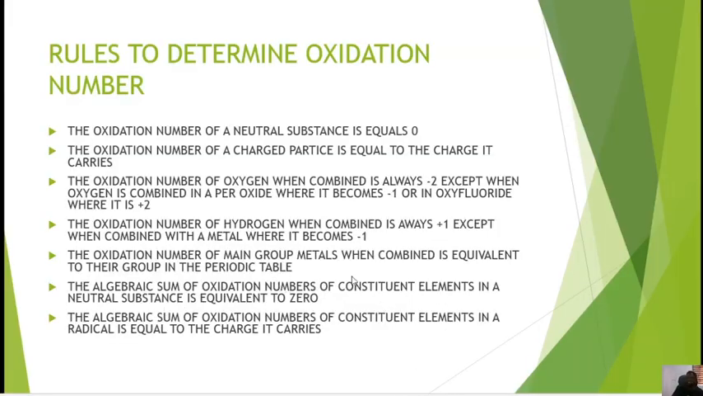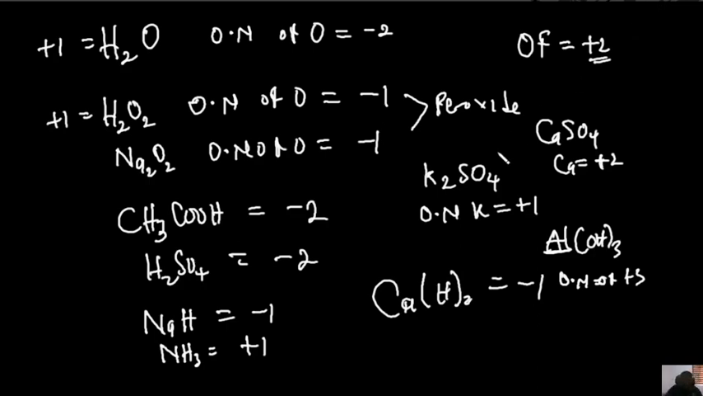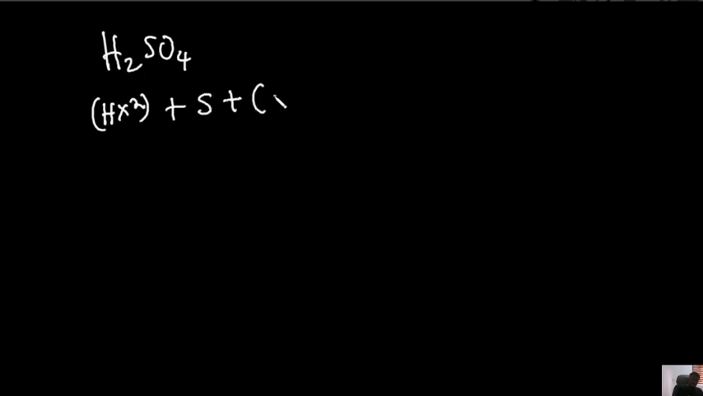The algebraic sum of oxidation numbers of constituent elements in a neutral substance is equal to 0. So what does this mean? That if you have a neutral compound, and you add the oxidation numbers of the individual elements, it will eventually give us 0. It actually does make a lot of sense. If we consider H2SO4, you add the oxidation number of hydrogen, mind you that there are 2 of them, so times 2, to the oxidation number of sulfur, to the oxidation number of oxygen, mind you that there are 4 of them, so times 4. The rule states that it is equal to 0 because there is no charge.